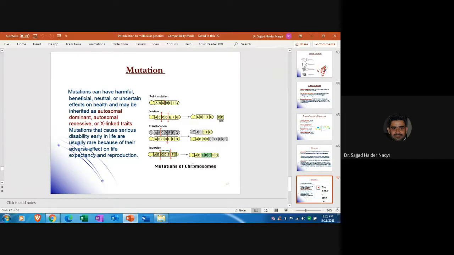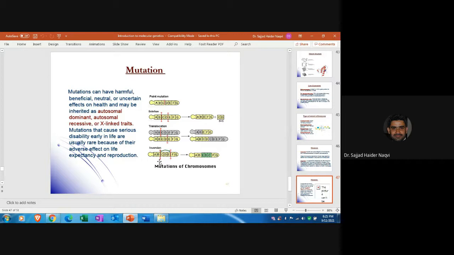The pictures indicate here that if there is only one base pair mutation, we call it point mutation. If this particular CD is removed, that's called the deletion mutation. If the location is changed, it's called translocation mutation. And then there's a reversal of the sequence. You can see CDE become EDC, that's called inversion mutation, and so on and so forth. There are many types of mutations.